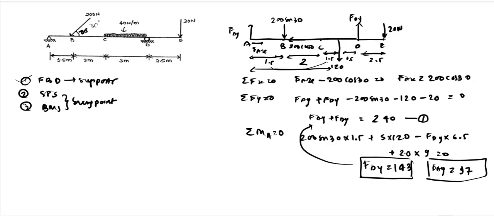So let us just cross check your answer once by solving this equation again. We have 100 into 1.5 plus 120 into 5 plus 20 into 9 divided by 6.5. Yeah, you have 143 as your answer. So let us just write the forces which we have found here: we have FAY as 97, and we have FDY as 143.